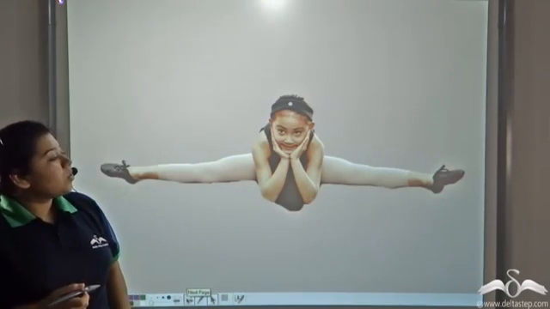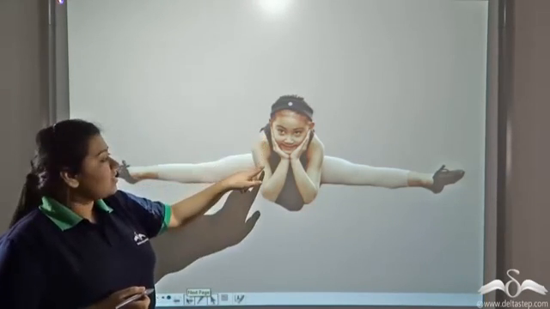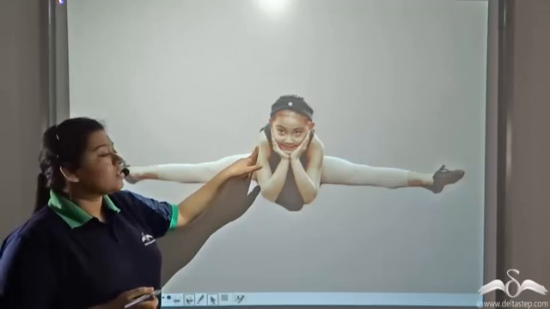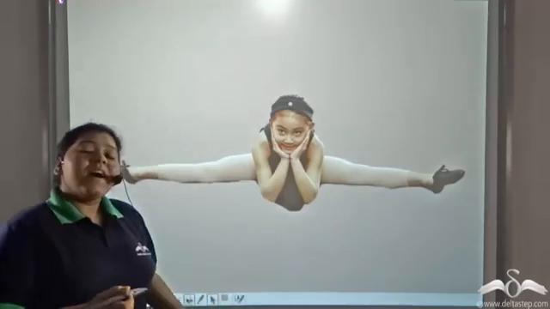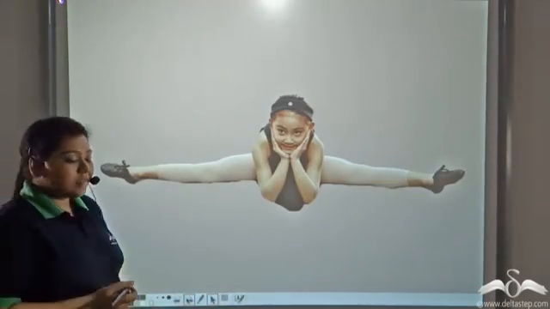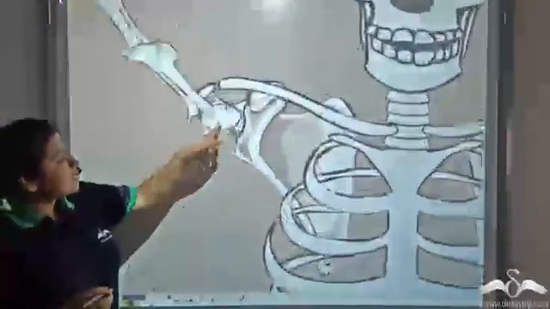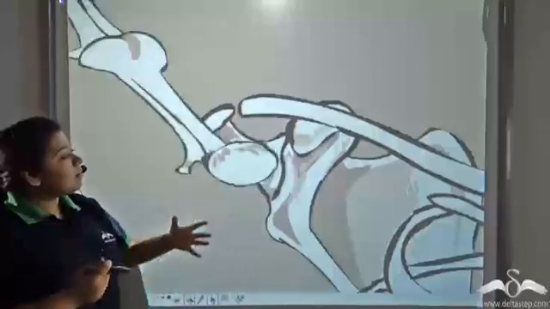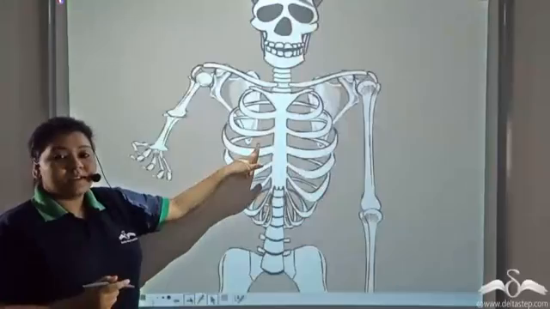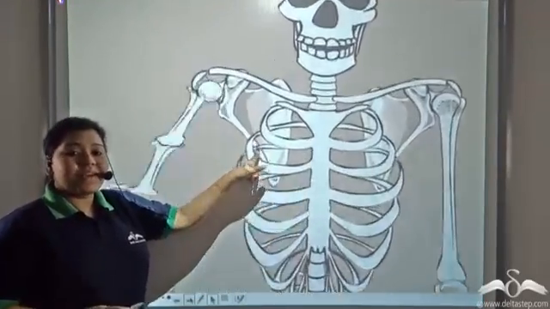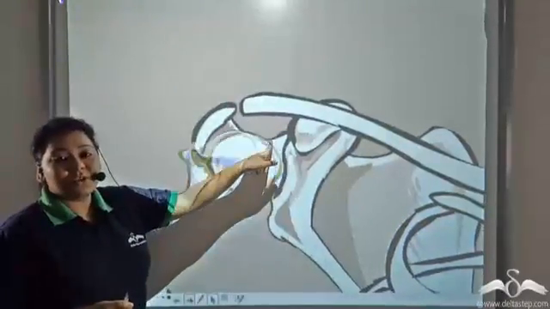Now, let us focus on this joint, the joint between the shoulder bone and the arm bone, as well as the joint between the hip bone and the leg bone. Let us see how these joints look. Well, see, the rounded end of the arm bone completely fits into the socket of the shoulder bone. And that is why this joint is appropriately named the ball and socket joint.